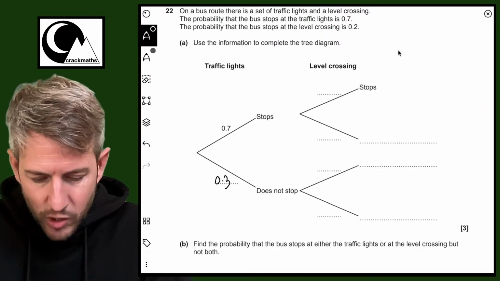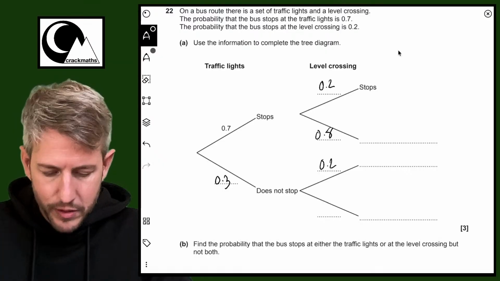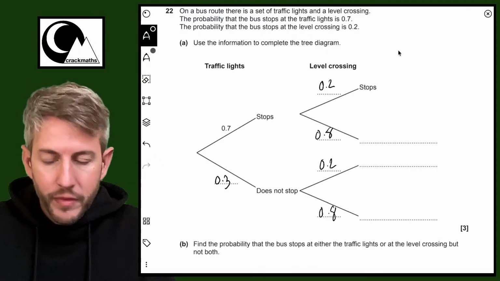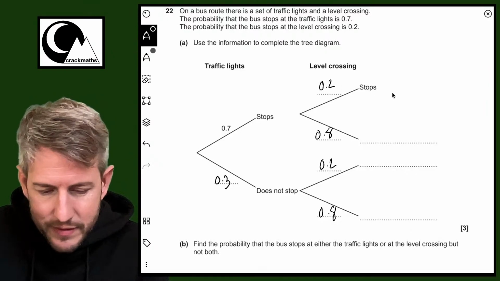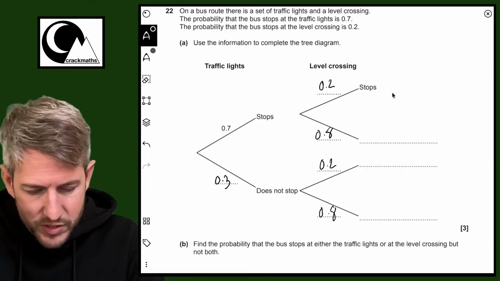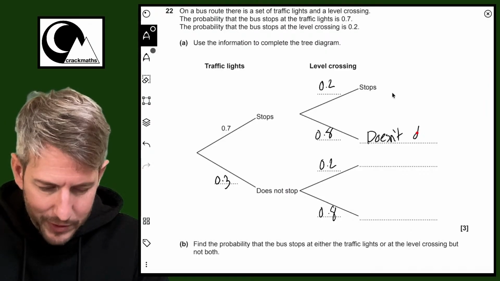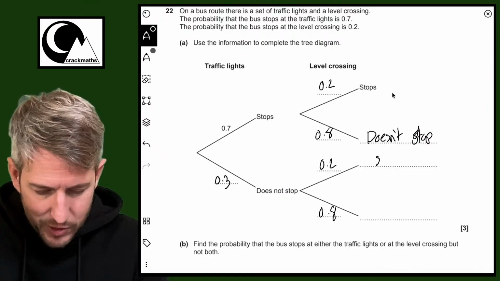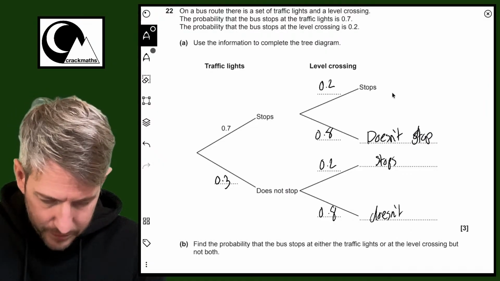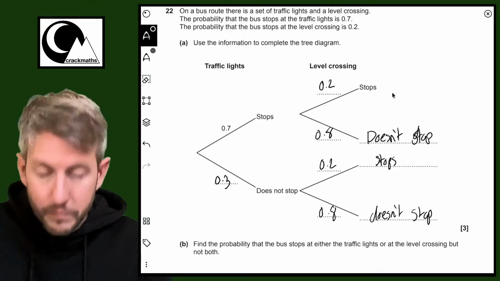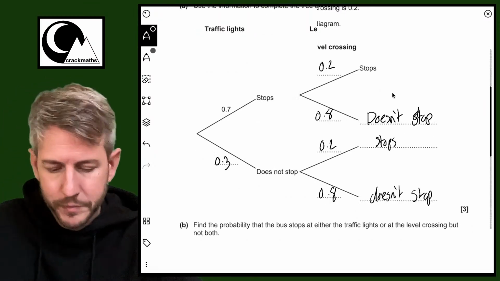So the probability that it stops is 0.2. So that means this is 0.8, 0.2, 0.8. Stops, doesn't stop. Okay, that's that completed. Now let's have a look at part B.